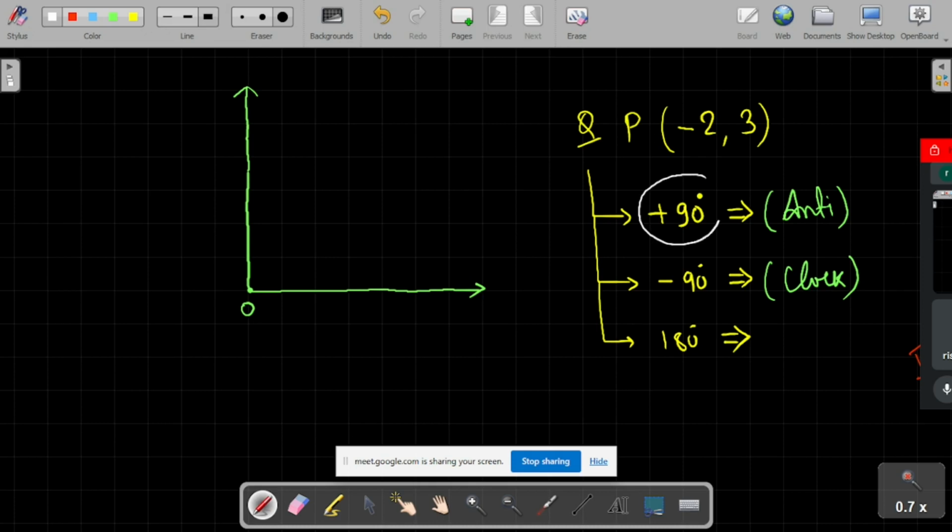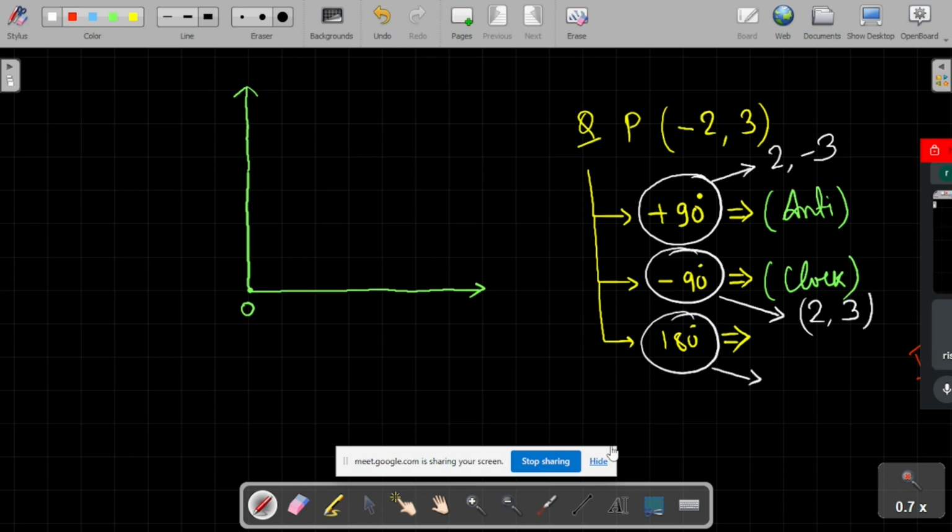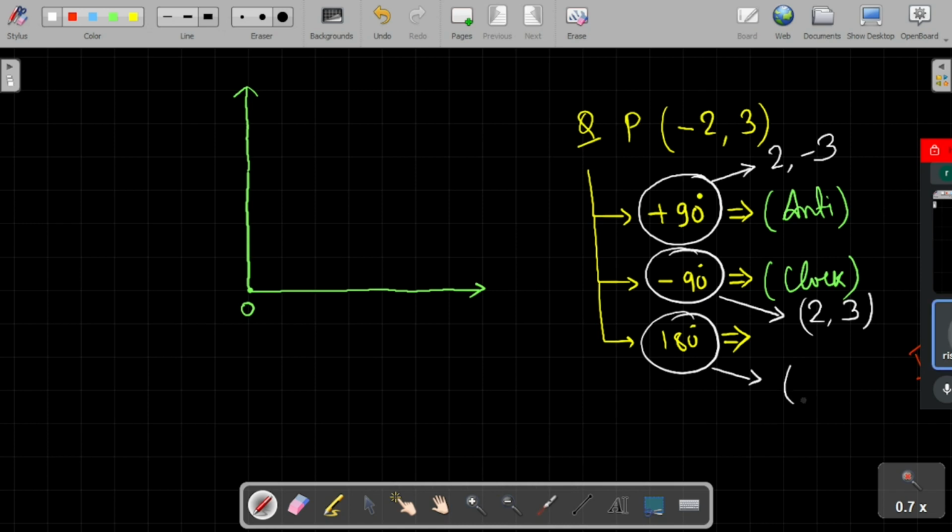Plus 90 degree. What's your answer? 2 comma minus 3. Second part answer? 2 comma 3. And what's the third part answer? 2 comma minus 3.